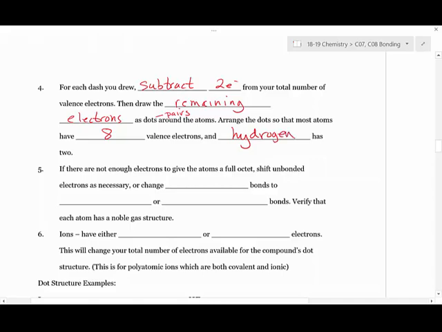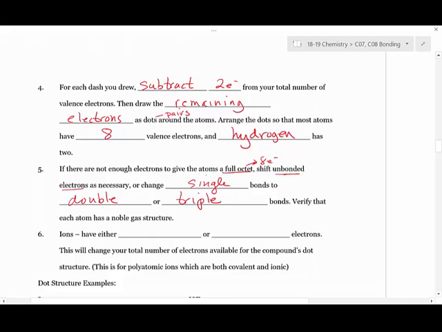Now, if there are not enough electrons to give the atoms a full octet, 8 electrons, you shift unbonded electrons, the dots, as needed, or you change single bonds to double or even triple bonds, and you do that by subtracting a lone pair of electrons.